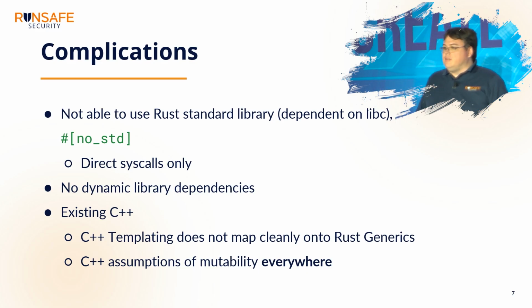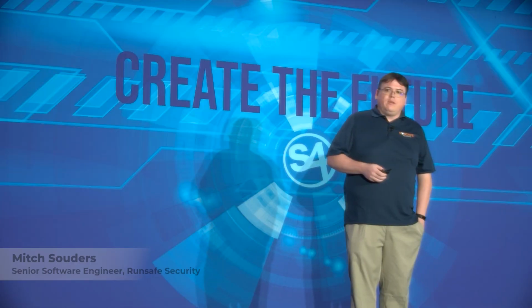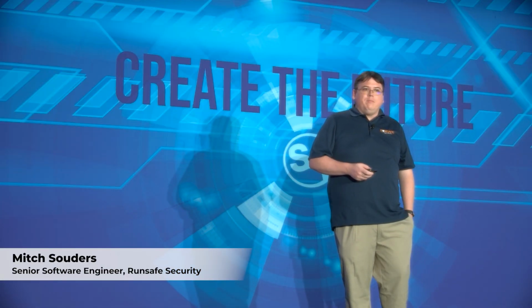So what does our existing C++ cause us some problems with? Well, templating does not always map cleanly onto Rust generics. So in certain circumstances, we had to find interesting approaches to porting some of our templated code. And the bigger problem was that C++ has an assumption of pretty much if you want to mutate something, you're welcome to try, buyer beware.